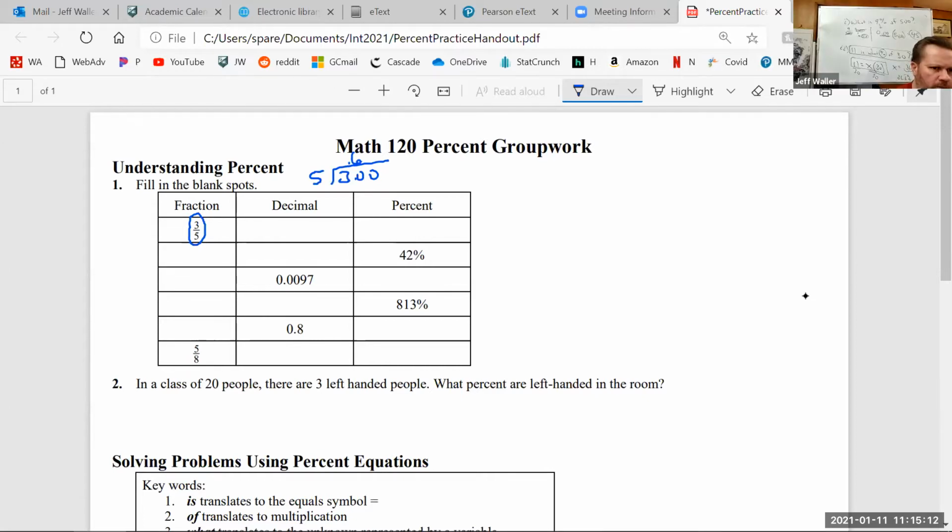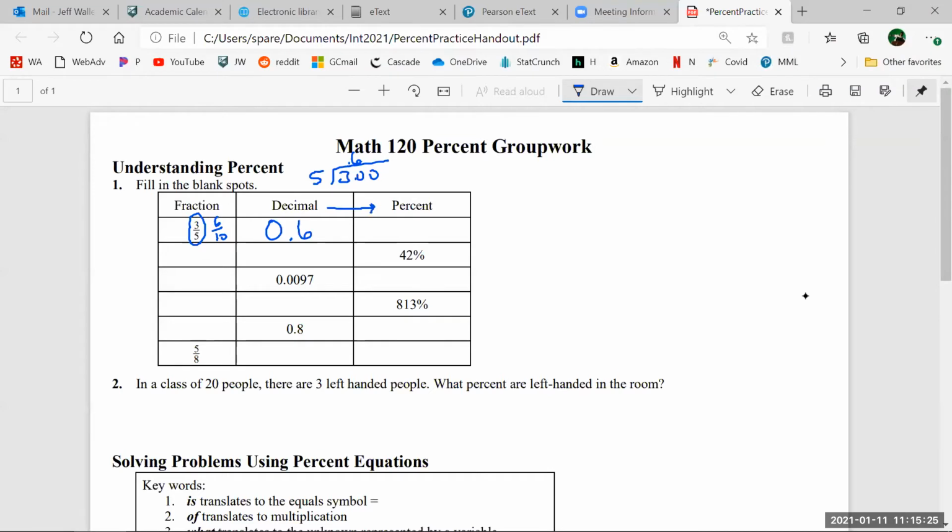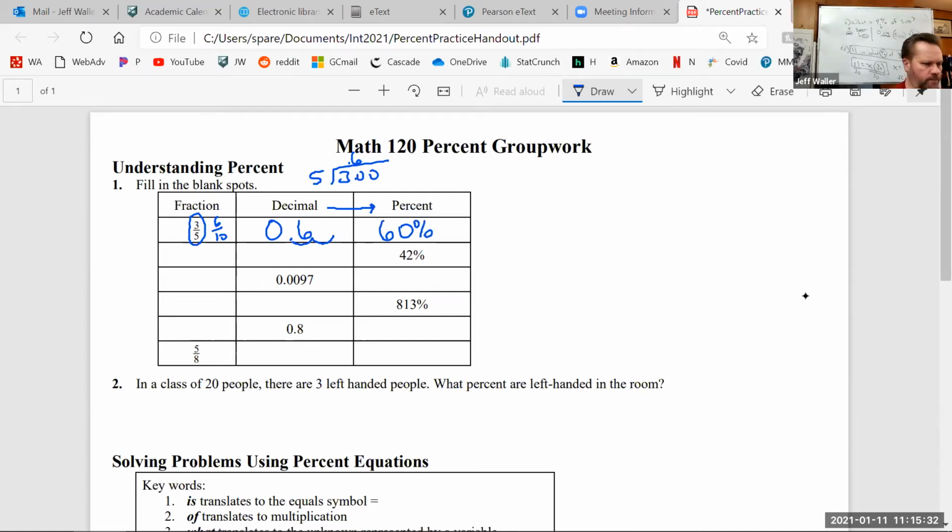Or you could multiply top and bottom by 2 and get 6/10, which will be 0.6 also. So either way is about the same amount of time. I like it. And then of course, to make that into a percent, you move the decimal to the right twice. Good. So this will be 60%. So if I do 3/5 of something, that is the same thing as 60% of that thing.